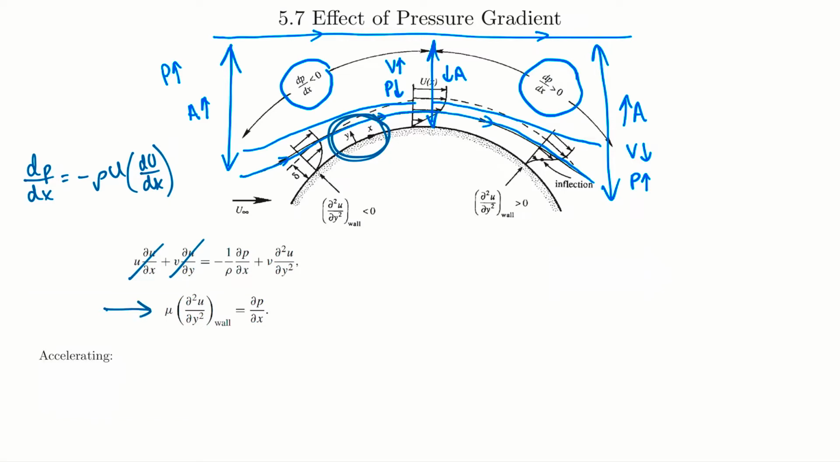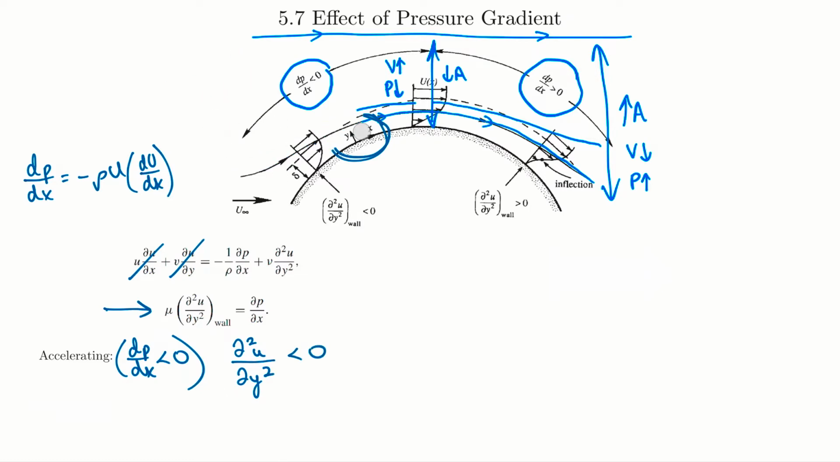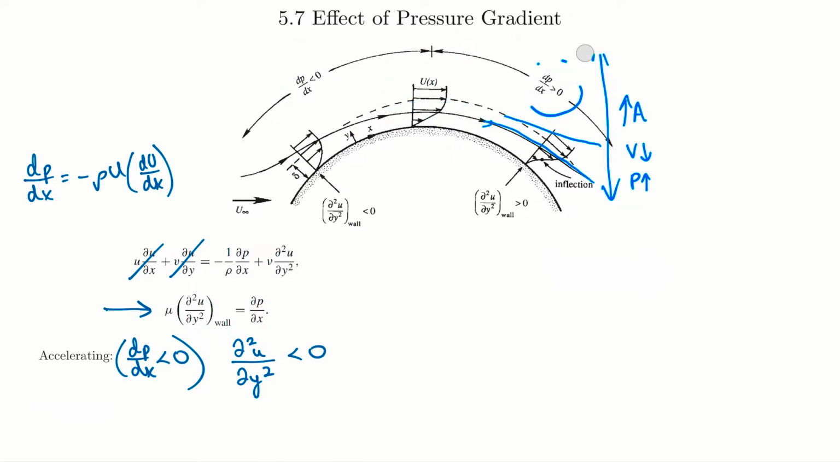So in an accelerating stream, where dp/dx is less than 0, this term also has to be less than 0, so we have that this is less than 0 when we're accelerating. I'm going to erase this so we can see more clearly up here, shown in the figure there as well.